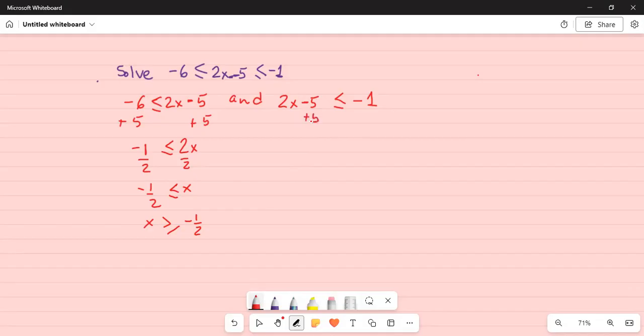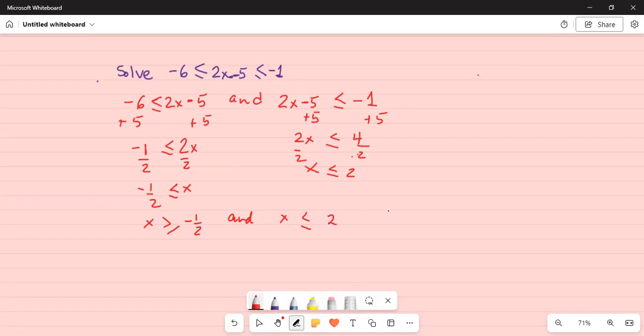Again, we will separate the unknown variable x, so we will add 5 on both sides. So 2x less equal to 5 minus 1 is 4. Divide by 2 on both sides. X is less equal to 2. So this is and. So our final solution is x greater equal to minus half and x less equal to 2.